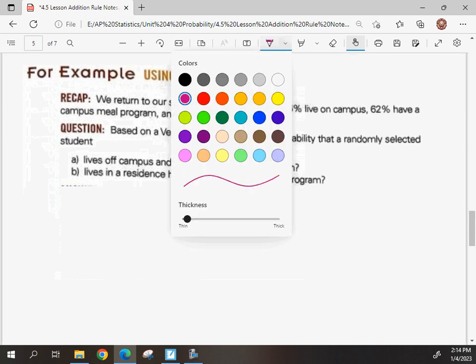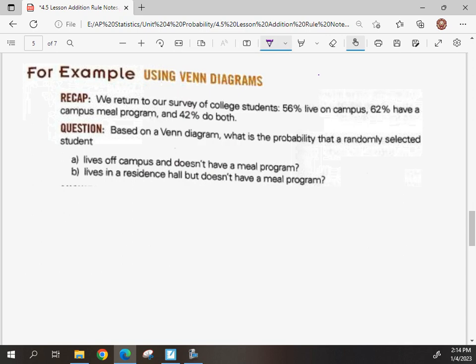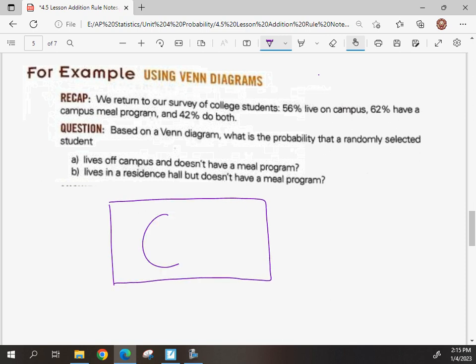One way that we can deal with problems like this is by using a Venn diagram to help us visualize the overlap. So you should have experience with Venn diagrams. We have two events and there is an overlap. When the two circles overlap, that means they are not mutually exclusive. That means they are not disjoint.